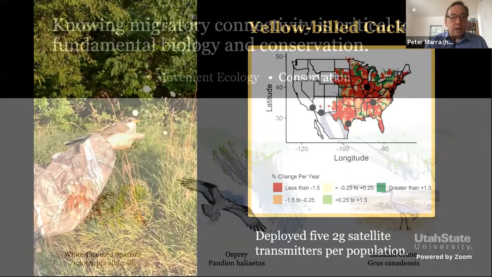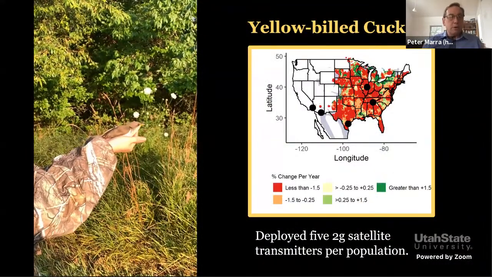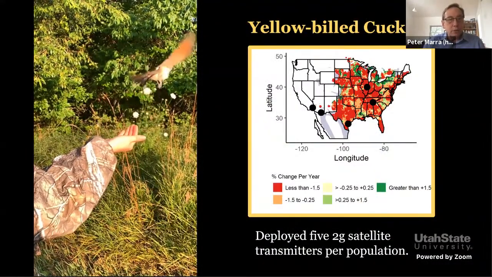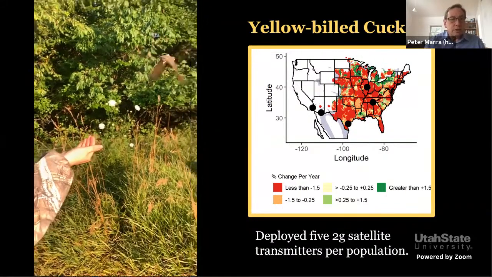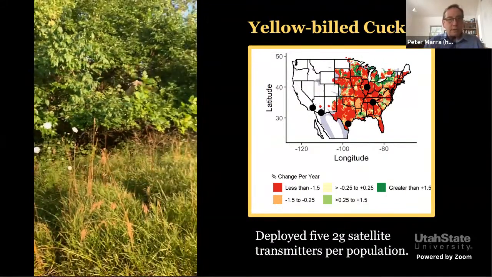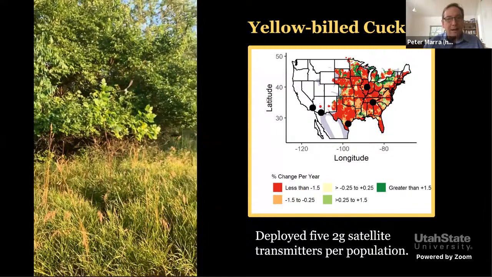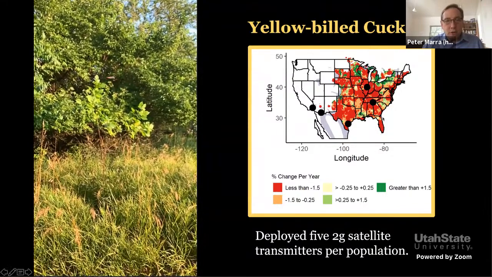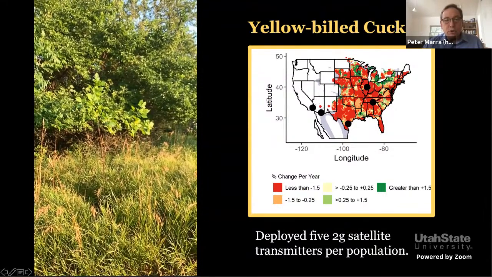I'd like to show you an example of work being done by one of my postdocs, Callie Stanley. That's a yellow-billed cuckoo. She had just attached, this time, a 2-gram satellite transmitter to the bird's back. You can see this is the yellow-billed cuckoo range. This is a breeding bird survey map. You can see all those areas in red. Those are areas that have had severe cuckoo declines.